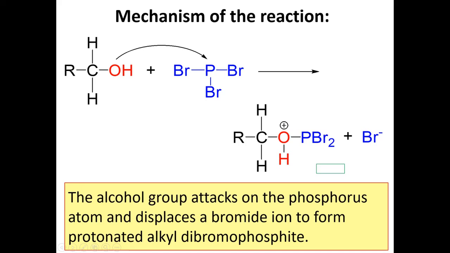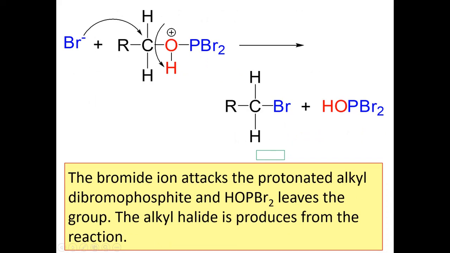The alcohol group attacks the phosphorus atom and displaces a bromide ion to form protonated alkyl dibromophosphide. And the bromide ion attacks the protonated alkyl dibromophosphide. Here is the nucleophile. Always remember, the nucleophile attacks the electrophile, because this species we categorize as electrophile, because here is a positive charge. To form dibromophosphide and HOPBr2 leaves the group, the alkyl halide is produced from the reaction.